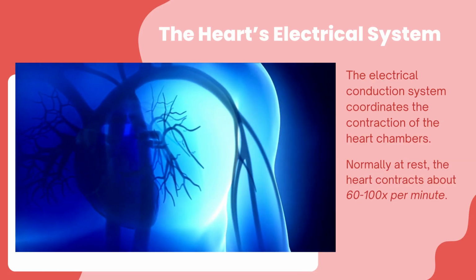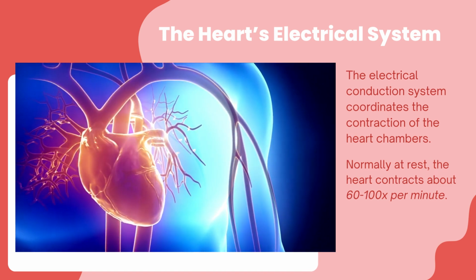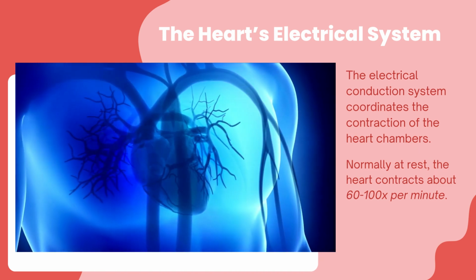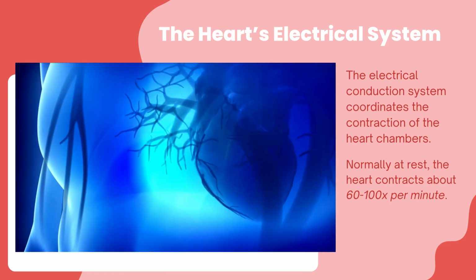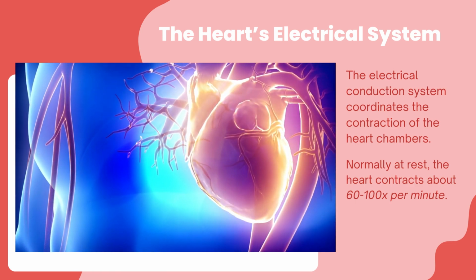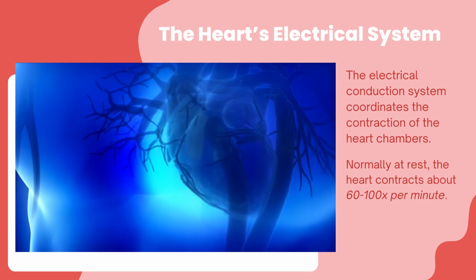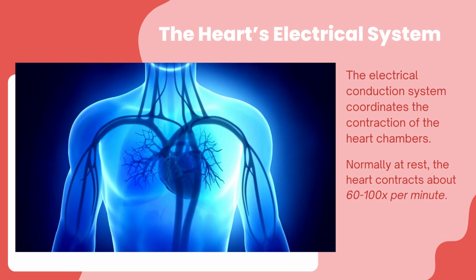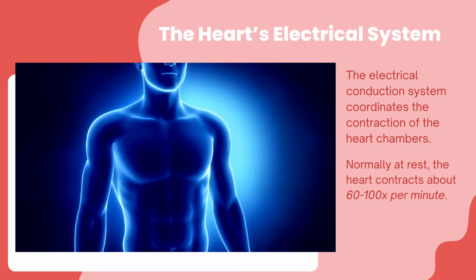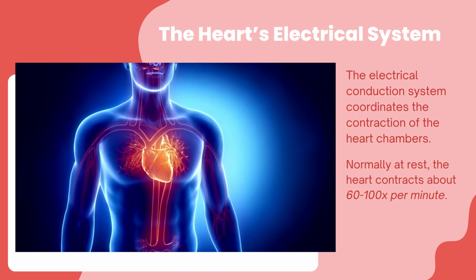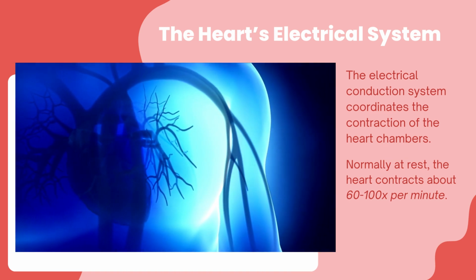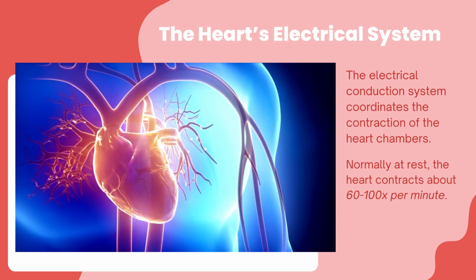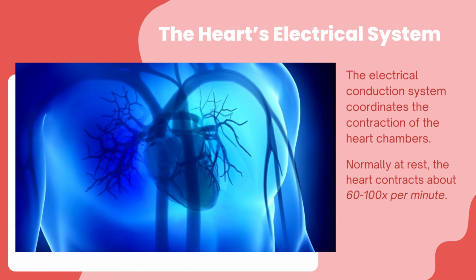So now we're going to talk about the heart's electrical system. In simplest terms, the heart is a pump made of muscle tissue. And like all muscles, the heart needs a source of energy and oxygen to function. The heart's pumping action is regulated by an electrical conduction system, and that coordinates the contraction of the various chambers of the heart. And we have discussed that in the previous slide.